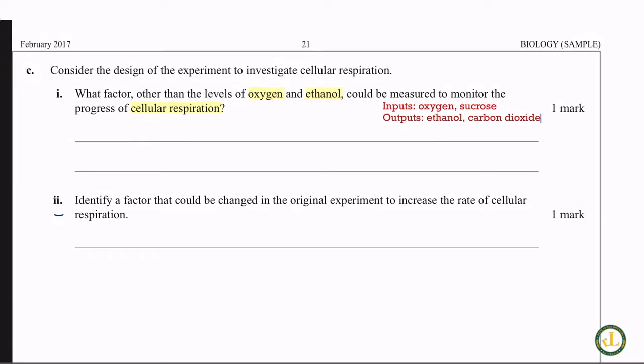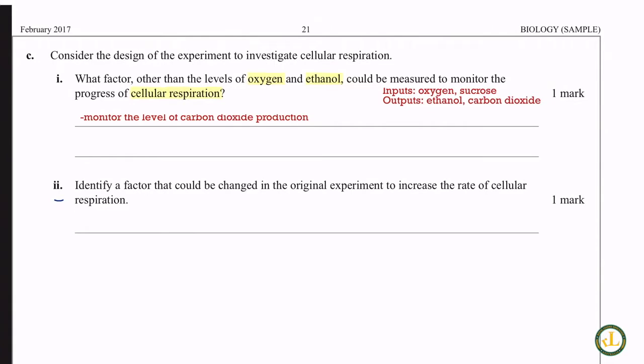Or carbon dioxide. So in order to measure the rate of cellular respiration, we can pretty much just put down any of those inputs or outputs we haven't already used in this experiment. For example, I can say, monitor the level of carbon dioxide production. And there you go. That's 1 mark. Simple.